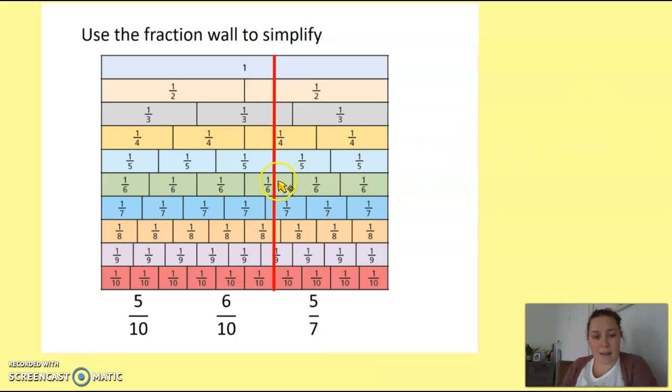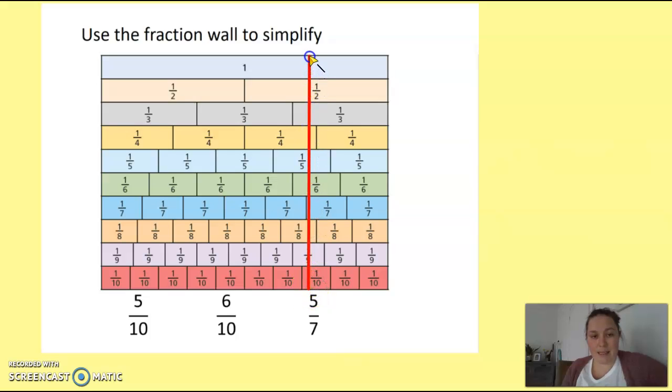If I look at this last one then, and I'm wondering now, can I simplify 5/7? So I'm going to find 5/7 on my fraction wall. 1, 2, 3, 4, 5. I'm going to draw my line there.